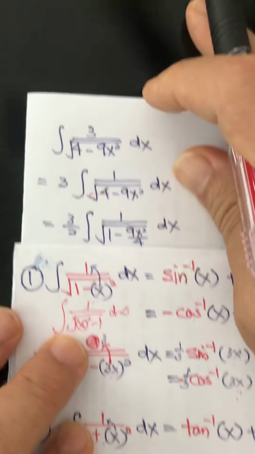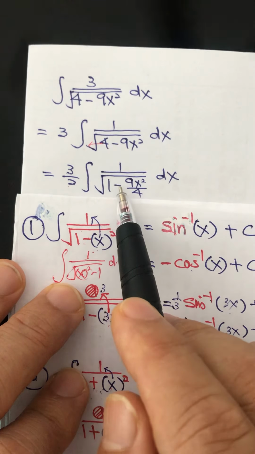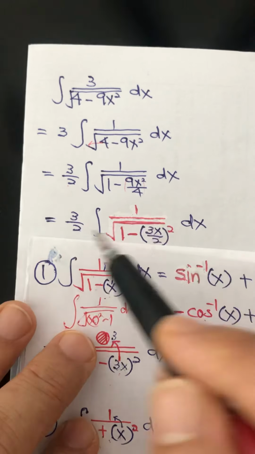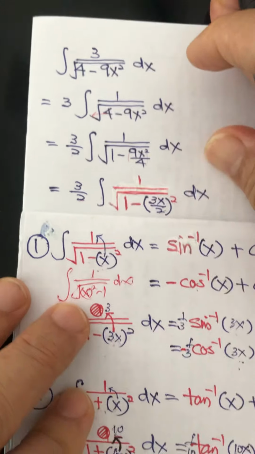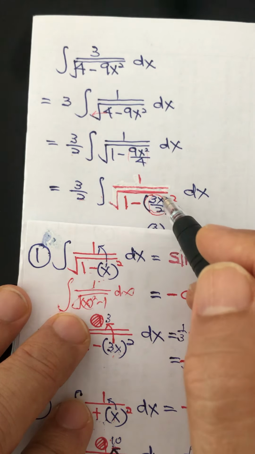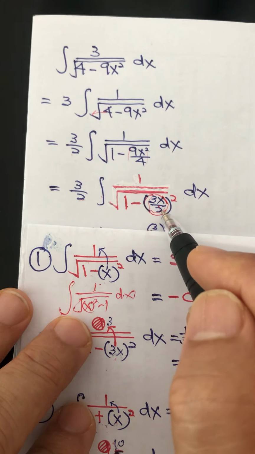So I took it out, and then here I will have 4 already taken out, it is 1 minus 9x squared over 4. So I must change into a bracket like that. So when I want to change into a bracket, it is like this, isn't it? Now the bracket is this one. So when I integrate this, I will get arc sine or negative arc cos of this bracket.